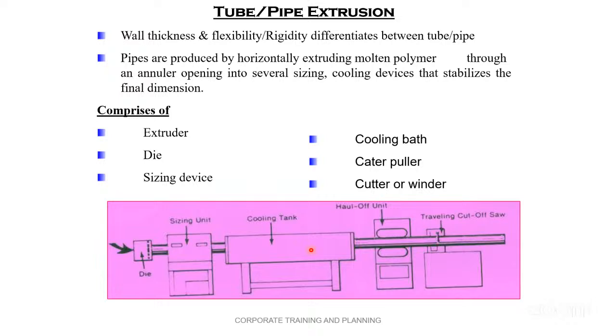For amorphous material, for example PVC, we don't want a very long cooling tank. We want 6 to 7 meter, because PVC cools very fast. But if the material is polyolefin, polypropylene or polyethylene, then you have to double it, maybe 12 meter.